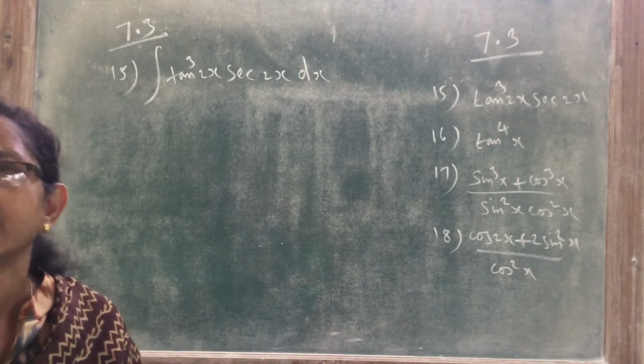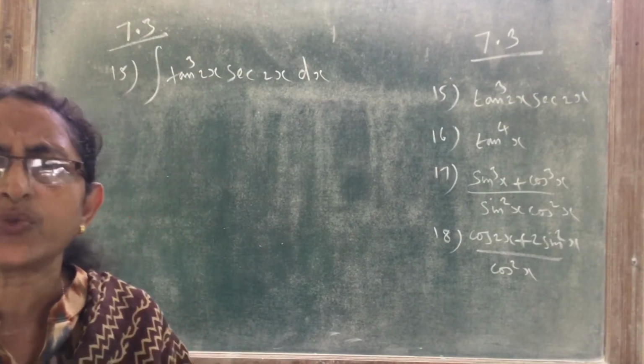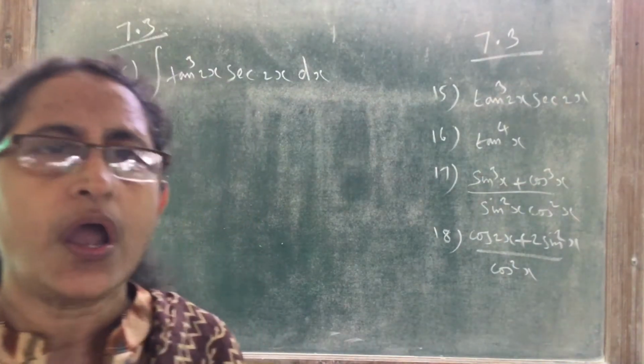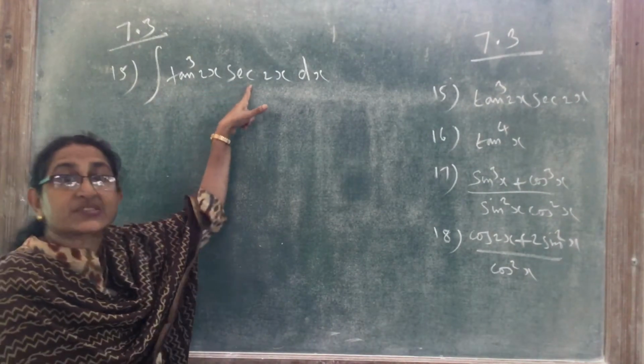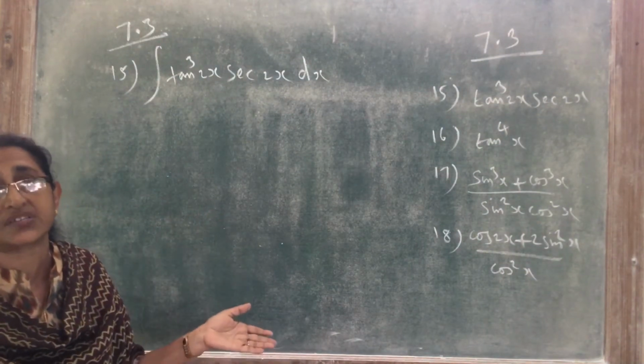Suppose we substitute tan 2x equal to u. What's the derivative of tan 2x? The derivative of tan 2x is sec square 2x into 2. But that is not here. If we substitute tan 2x equal to u, there should be sec square 2x, but here there is only sec 2x. So we cannot substitute tan 2x equal to u.